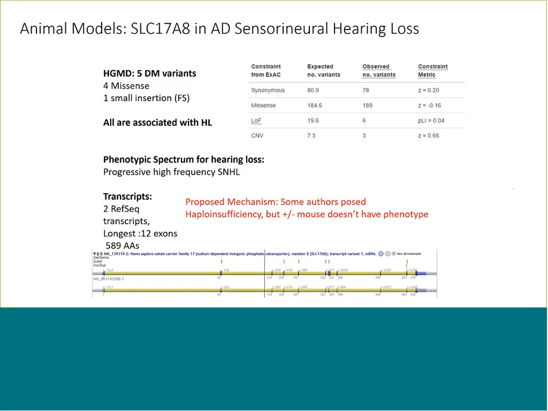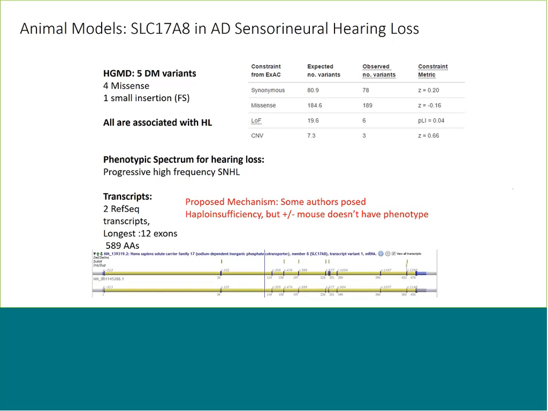So we oftentimes have to take the constraint score with a grain of salt. And in this case, the gene is not constrained for missense. Oftentimes, if you think a gene is constrained for missense, a Z-score would be about 3. And something else that we look at is the number of transcripts for the gene, just to keep in mind when we're looking at variants. And then also the proposed mechanism, like I said.